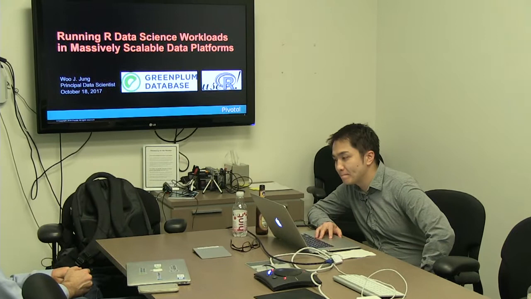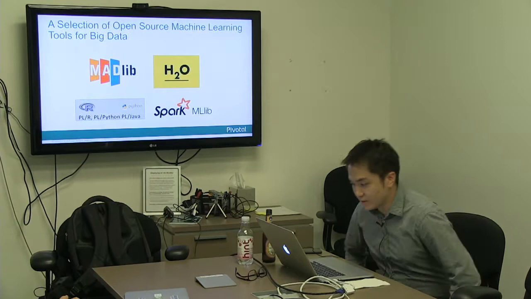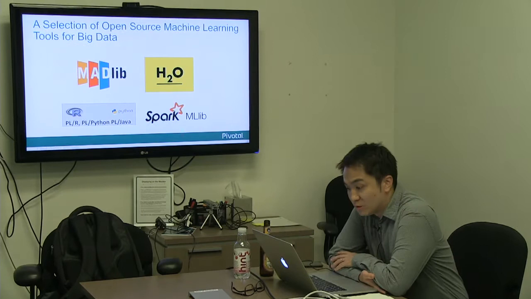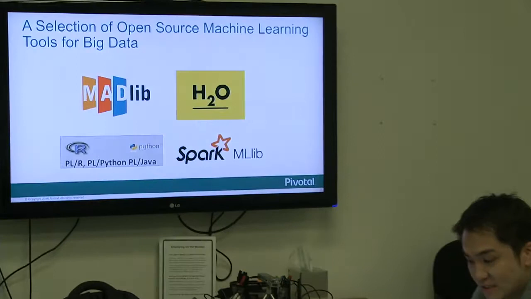To kick things off, I wanted to begin this session by taking a bird's eye or landscape view on the selection of open source machine learning models or tools that are purpose-built for large data sets. And so we have Madlib, which is an Apache project that includes many popular libraries for machine learning to run on Greenplum Database and Postgres. We also have H2O and Spark MLlib listed here. And then finally, we have a section for procedural language extensions to R, Python, and Java in the lower left-hand corner. And that's actually what we're going to focus on for today's session.